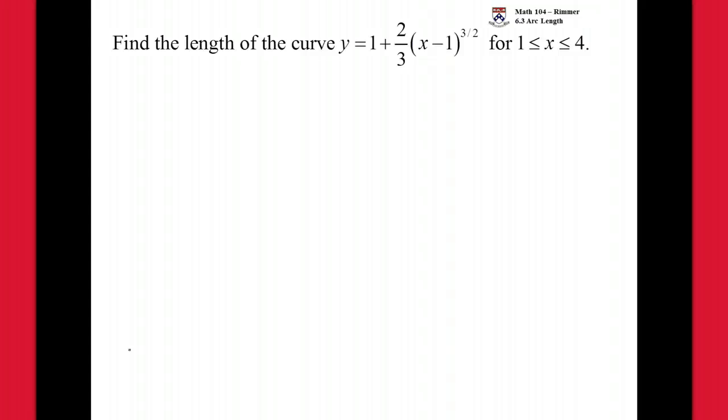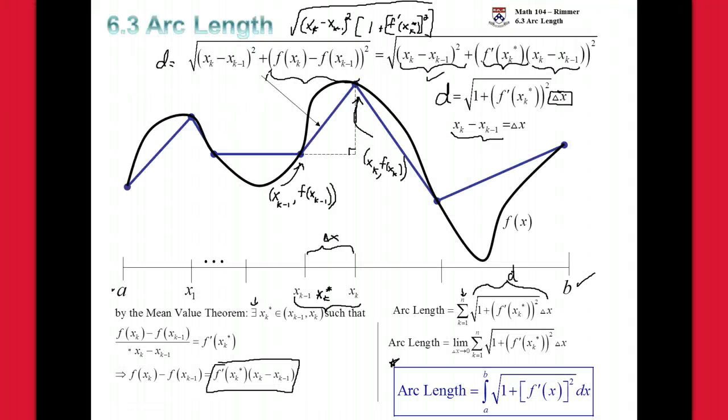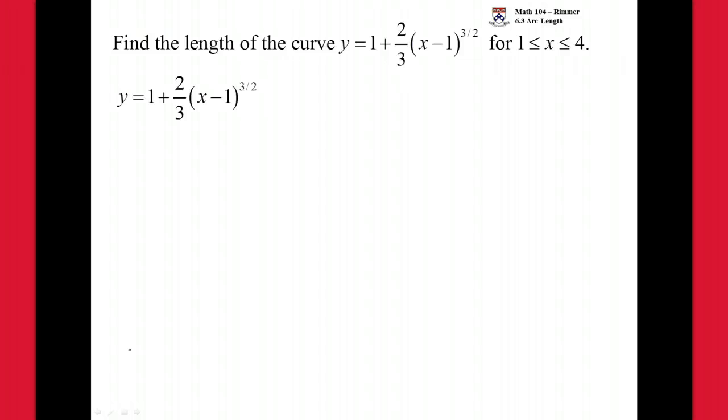We're going to walk along that curve from 1 to 4. When x is 1, we'll be at y equals 1, and when x is 4, we'll be at something like 1 plus 2/3 times 3 to the 3/2 for y. We want to work the formula. Remember, the formula has the derivative squared, and we add 1, and we take the square root. Derivative squared, add 1, take the square root. So, what is the derivative?